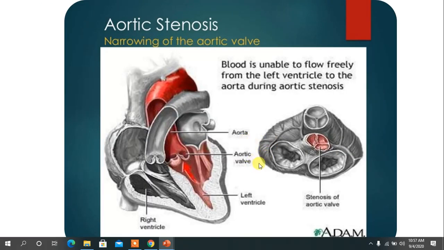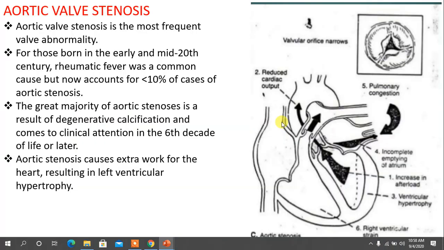Next is the aortic stenosis. The problem is in the aortic valve. The cusps, blood is unable to flow freely from the left ventricle to the aorta during aortic stenosis. Here the lumen of the aortic valve is narrowed. So what happens here, this is the most frequent abnormality.